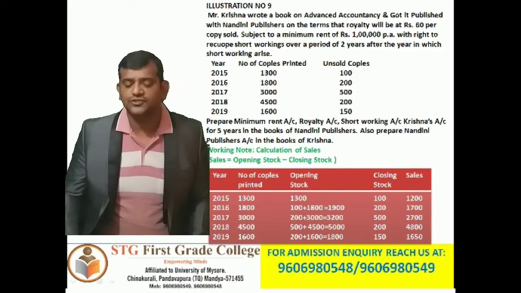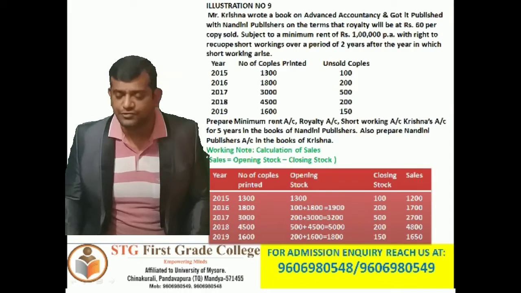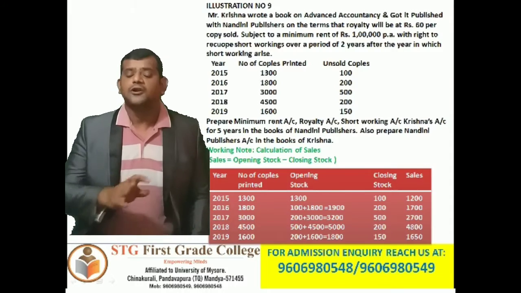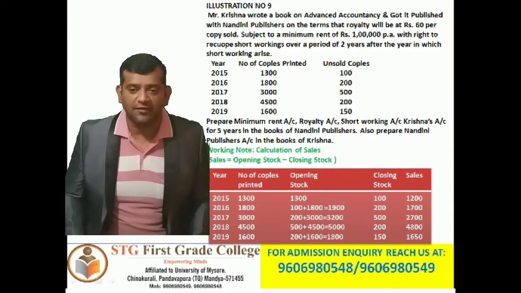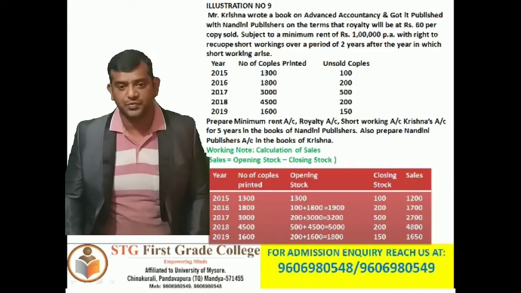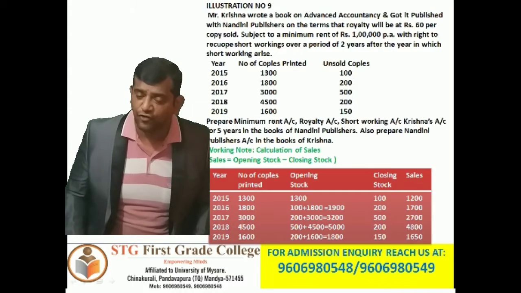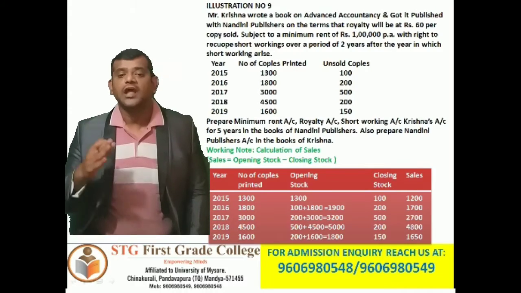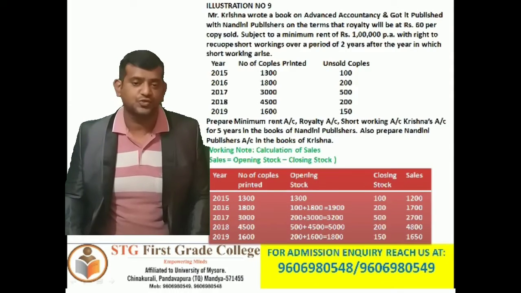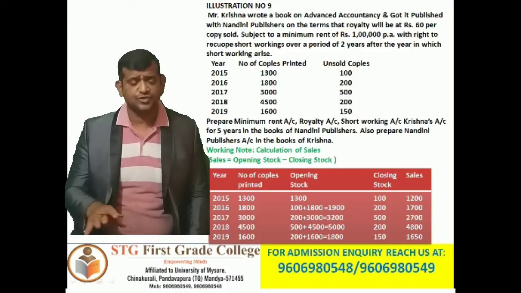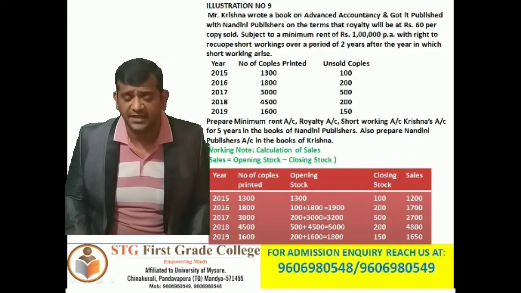So we have completed the working note and we are able to identify the sales. So now look at 2015, 1,200 books were sold. 2016, 1,700 books were sold. 2017, 2,700 books were sold. 2018, 4,800 books were sold. 2019, 1,650 books were sold. So this is about sales identification.